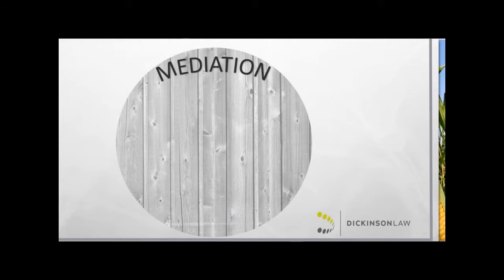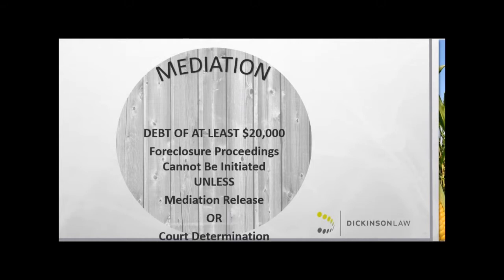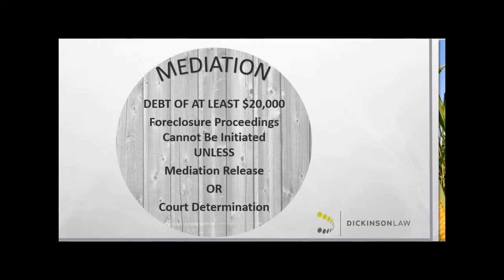The second protection given to agricultural borrowers in foreclosure is mediation. This is something that the lender must attempt. Of course, there's no guarantee of success, but you have to go through the process. And this is, again, one that most people are conceptually familiar with, that is only required in agricultural foreclosures and only in certain instances, most of which are going to be satisfied, and that is you have to have a debt. It has to be agricultural property. It has to be subject to a debt of $20,000 or more under the mortgage.